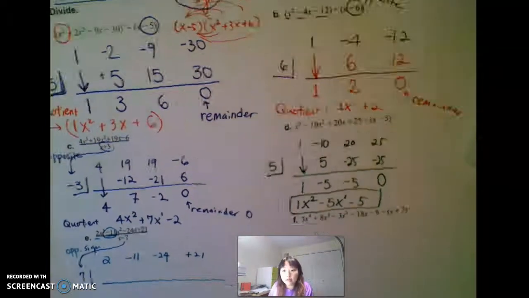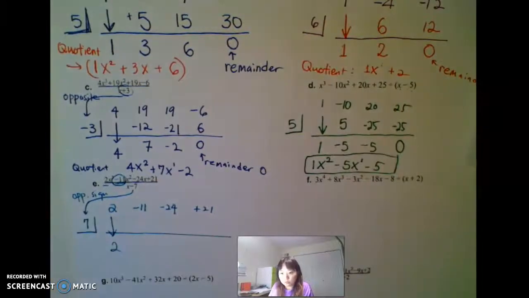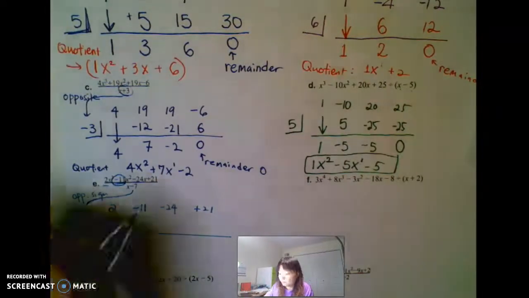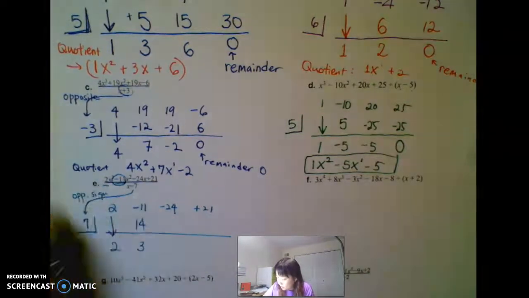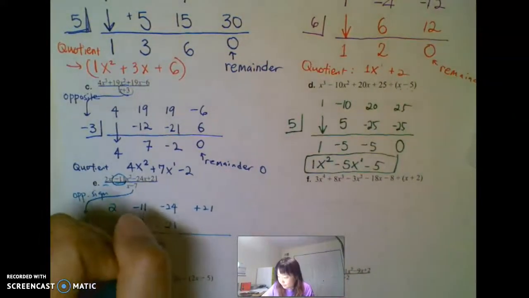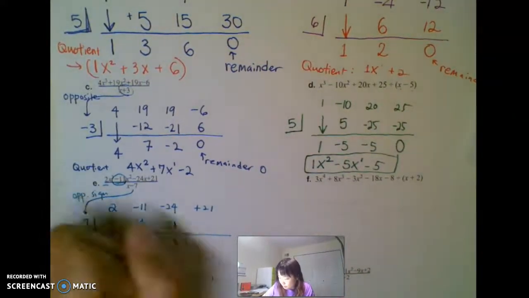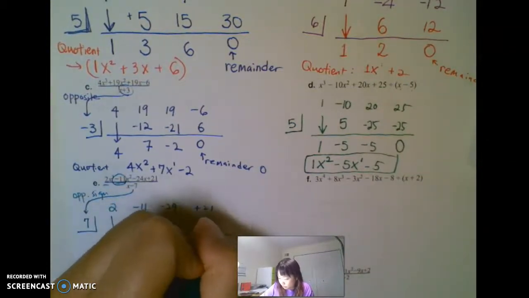All right. First one, we drop it: 2. Now you multiply: 14. Add them: 3. You multiply: 21. You add them: negative 3. Multiply: negative 21. And remainder 0.